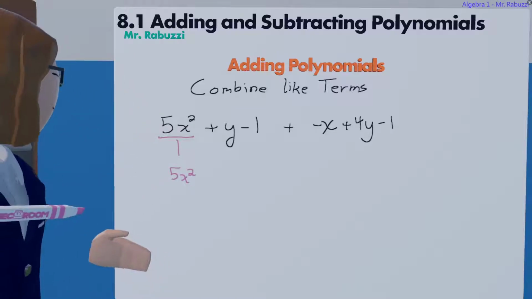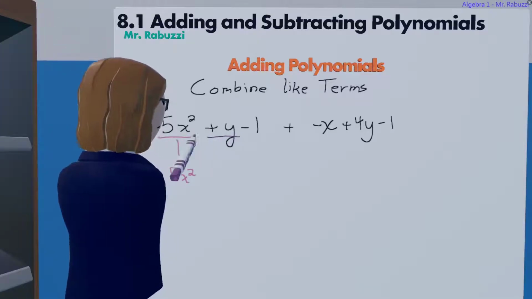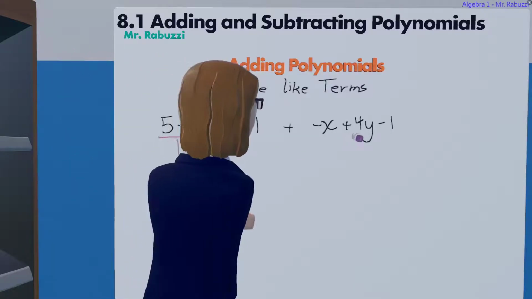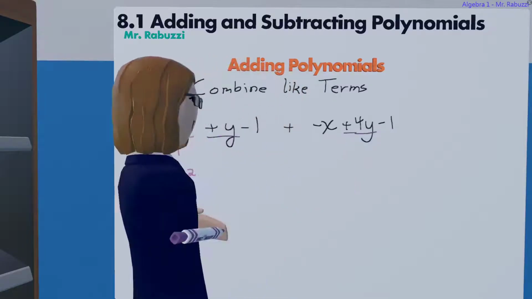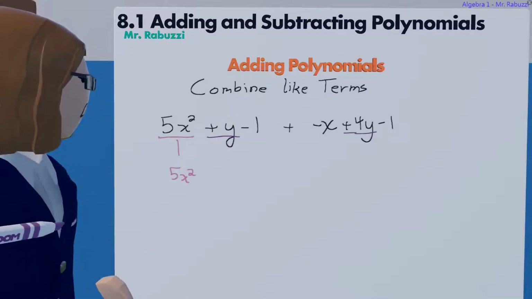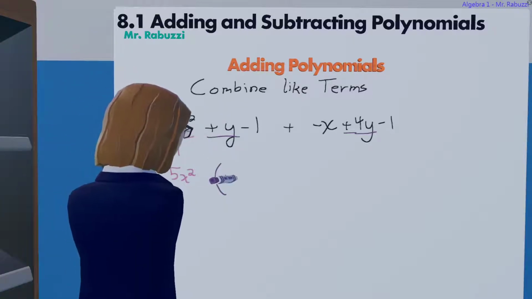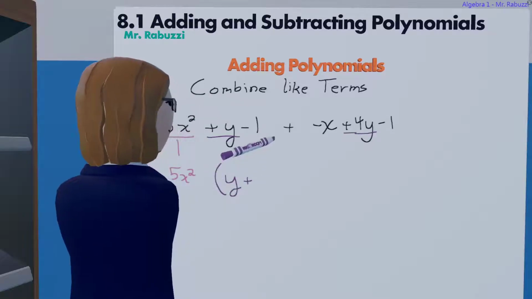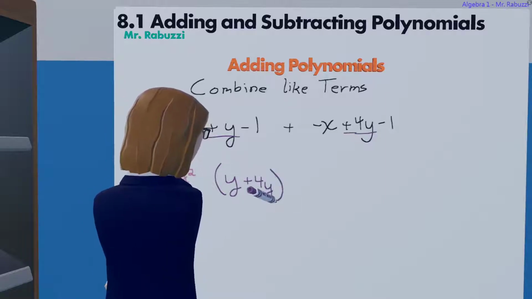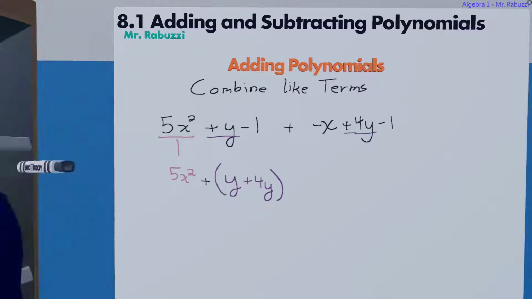Okay. Now let's check the next term. Different color. We have positive y. Do we have another y anywhere? Yeah. We have 4 of them over here. So they have the same variable, and both of those y's are just plain y with one exponent, nothing fancy. So we can combine them. So it's going to be y plus 4y. Okay? And remember, we start with a plus between them just in case.